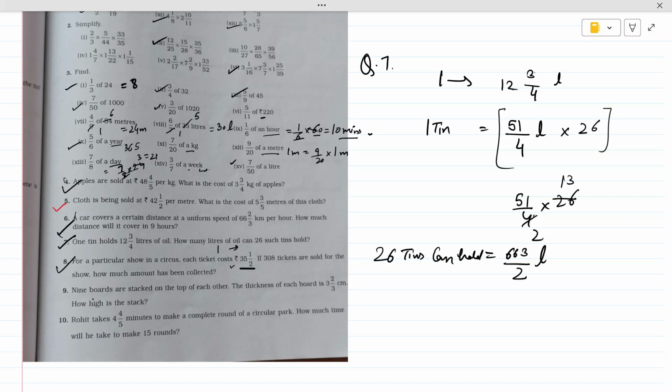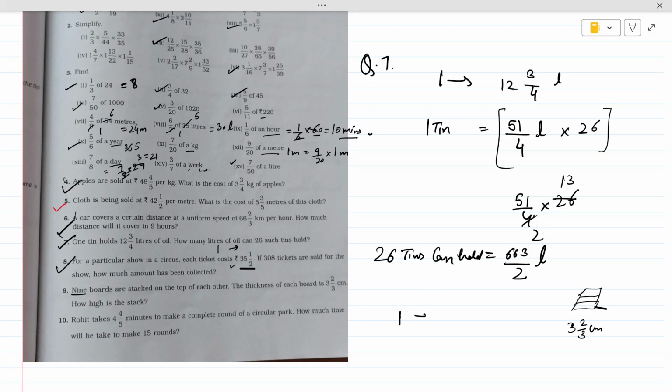Next, we have question number 9. 9 boards are stacked on the top of each other. If the thickness of each board is 3 2 by 3, what it is saying is that the thickness of one board is 3 2 by 3. How high is the stack? Then what is the height of the stack? So we know the thickness of one, and we know that there are 9 boards.